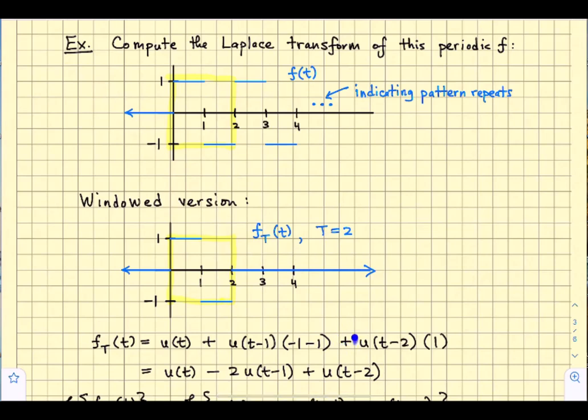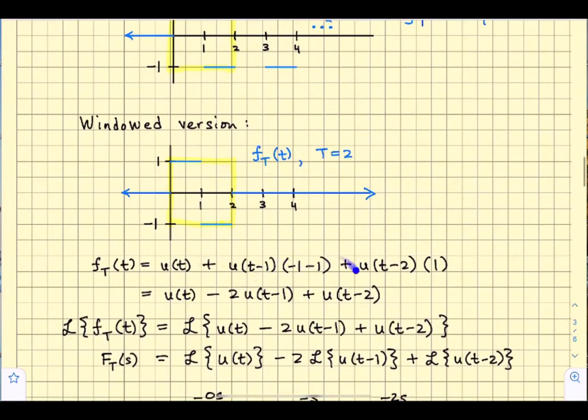So we need to add on a new switch. It occurs at time 2, so we're adding on a u of t minus 2. And what do we want to do? Well, we're trying to undo this minus 1 that is turned on, so we'll just add a 1. And that will give us a net result of 0 when we're to the right of 2. We could rewrite this as this, and this would be our windowed version of little f written in terms of unit steps. Now we're not done.